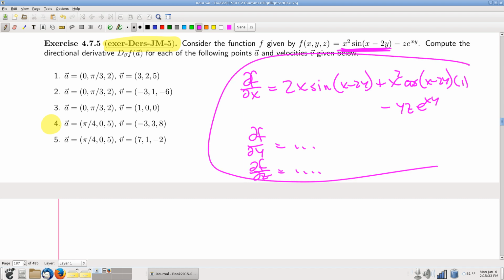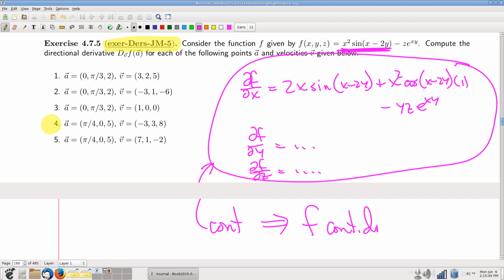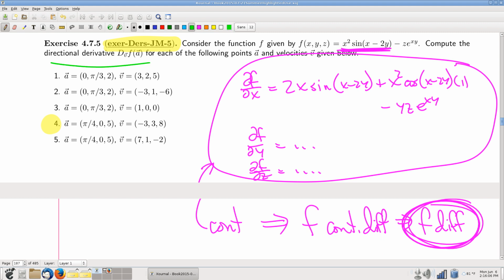So because the partial derivatives are all continuous, that means these are continuous, and that means that f is continuously differentiable, and that means that f is differentiable. And that's what we are going to make big use of here. Everybody good? Cool? Okay. Okay, so the question says compute these directional derivatives.